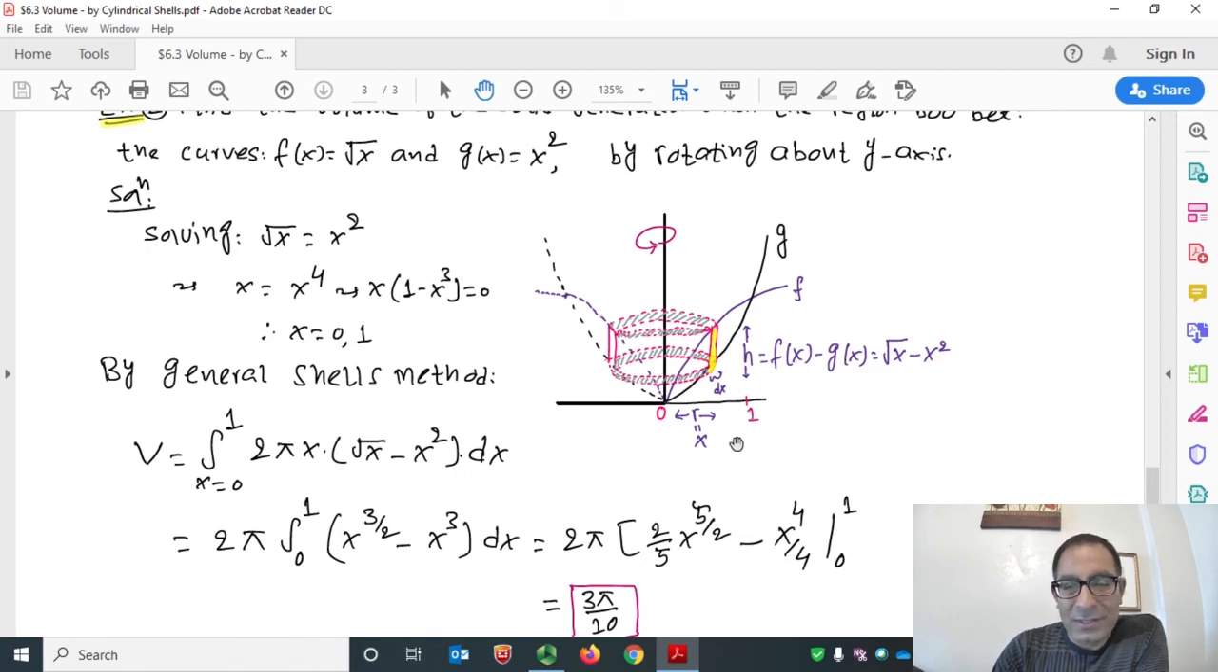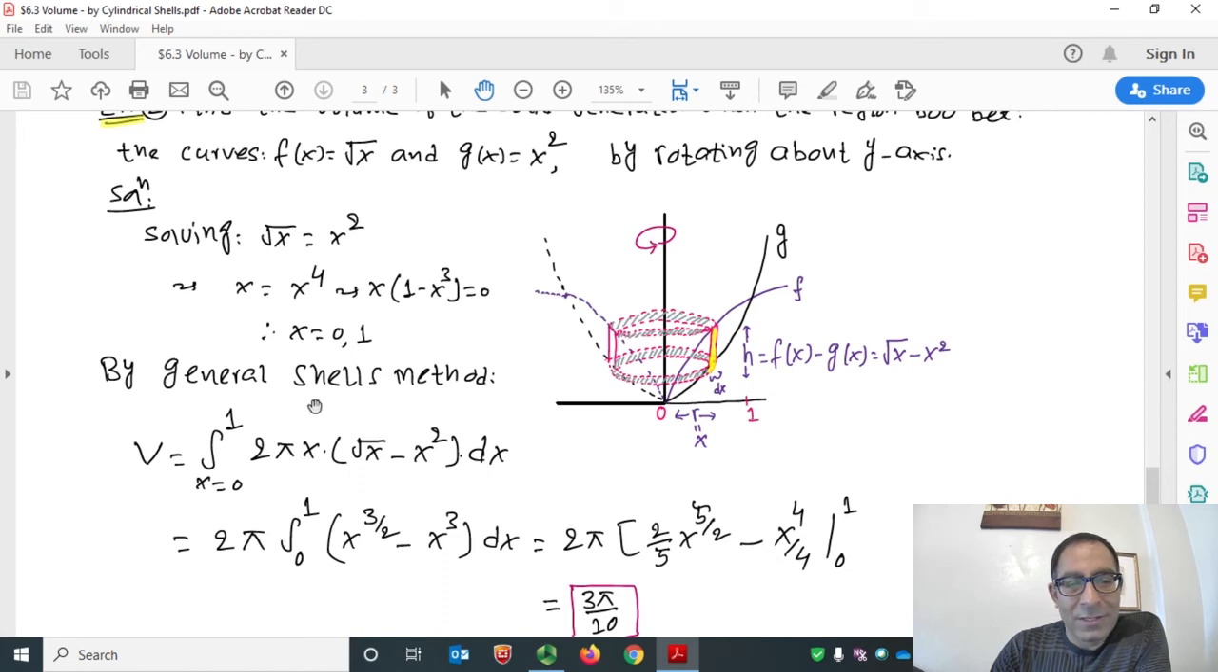What's the radius? Radius is the x distance, right? No matter where we pick this stripe here. So this is simply x, and our definite integral is with respect to x, so from 0 to 1. I hope this explanation makes sense to you all.